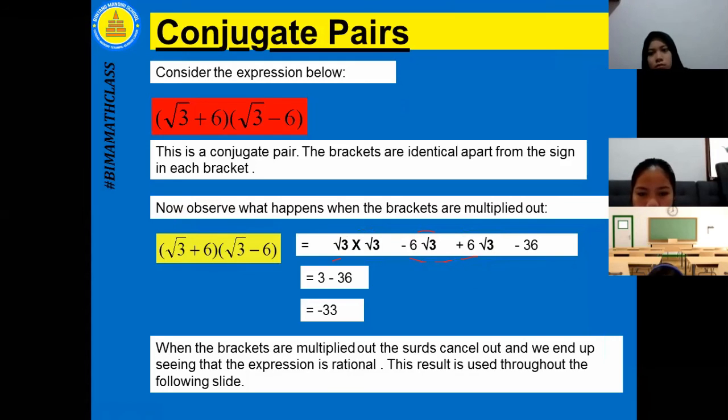Now, look at this. When the brackets are multiplied out, kita bisa menggunakan kata multiplied out ya, untuk hasil kalinya. The surds cancel out. Apa artinya cancel out? Hilang ya, so cancel out. And we end up, kita pada akhirnya end up, seeing that the expression is rational. So the answer is now rational. This result is used throughout the following slide. Okay, now let's see what's next.